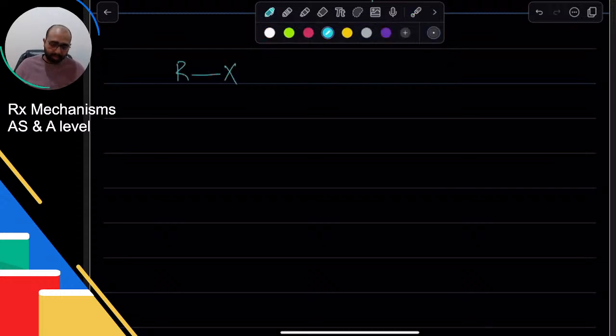The key thing about RX is that you have a slightly negative charge here and a slightly positive charge here, because all halogens are more electronegative than the carbon that they have, which means that the bond will be polar. How polar depends on which one you have. So fluorine will make a really polar one, but bromine is not as polar as that one. Now, because of this, you already have a slightly positive charge on the carbon.